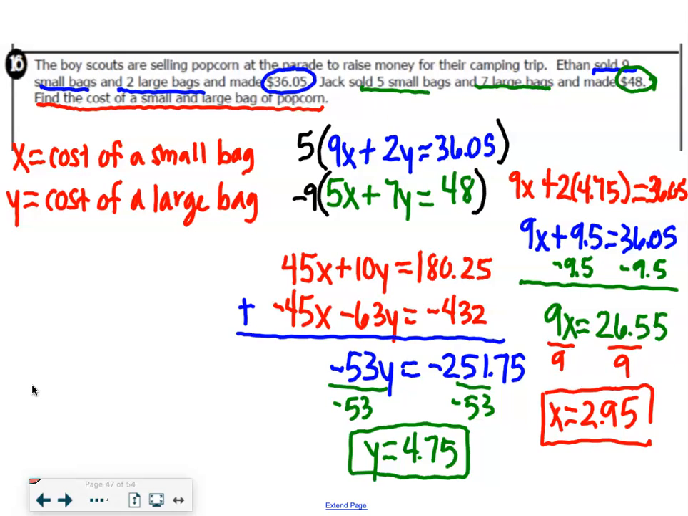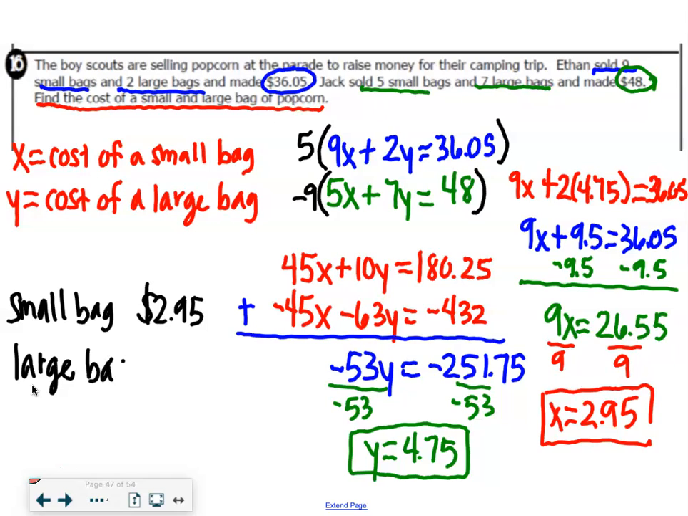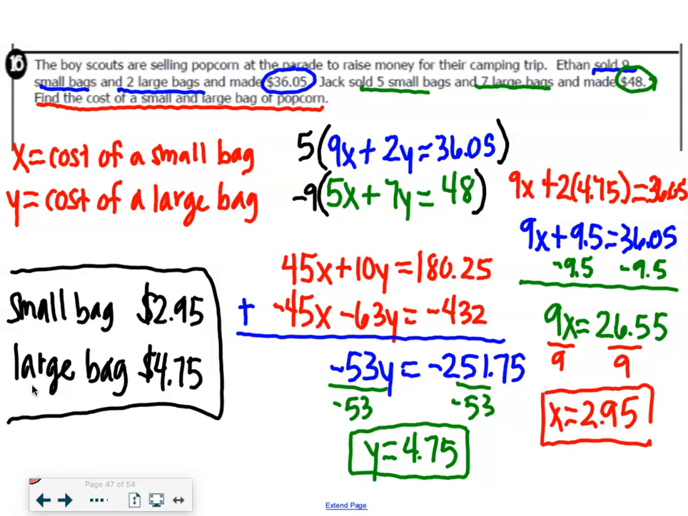So again, since it's a word problem, we should probably write out in words what this means. So a small bag is $2.95, and a large bag is $4.75. And again, you can plug back in and check, but I did that for us, so I know these work. So you can put your little check mark there.